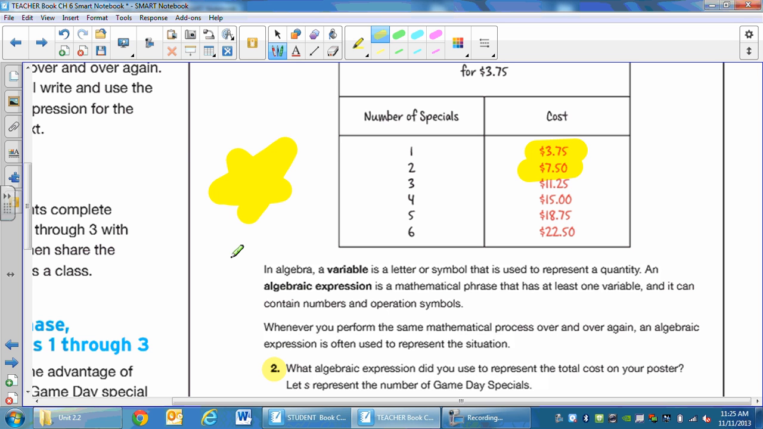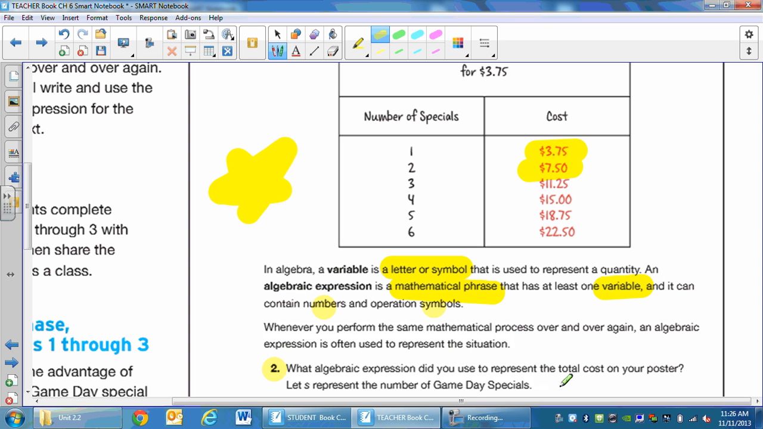In algebra, a variable is a letter or symbol that is used to represent a quantity. An algebraic expression is a mathematical phrase. It's going to have at least one variable, and it can contain numbers or symbols. So a variable is just a letter or symbol, and then we use the word variable in an algebraic expression here, and we can have numbers and symbols.